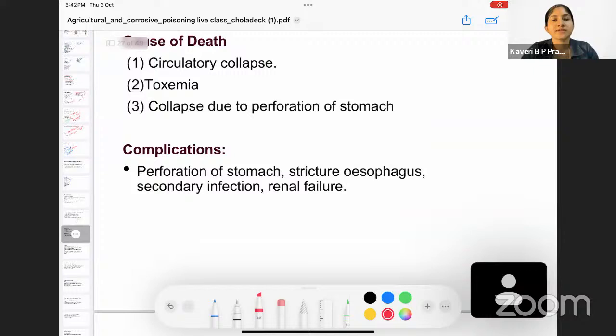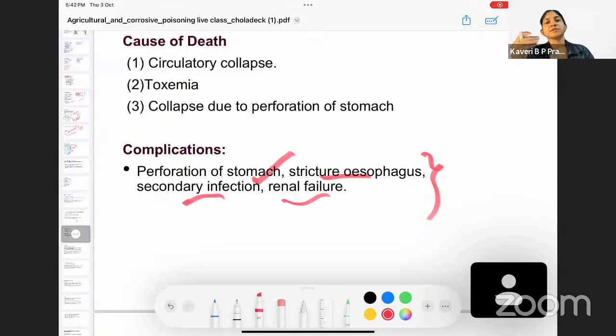Coming to causes of death, it could be either by circulatory collapse, where there is going to be hypovolemia or toxemia, or there could be collapse due to perforation of the stomach. Any major perforation of an internal organ will lead to torrential hemorrhage and the person will ultimately die. Complications include perforation of the stomach, because the surface is going to be very smooth, so it can perforate easily. There is going to be stricture formation, infection, and renal failure, because the blood which gets lysed releases compounds which can cause acute tubular necrosis and hence renal failure.